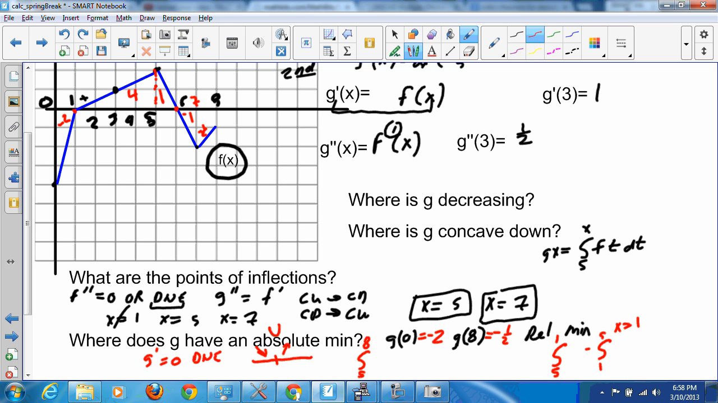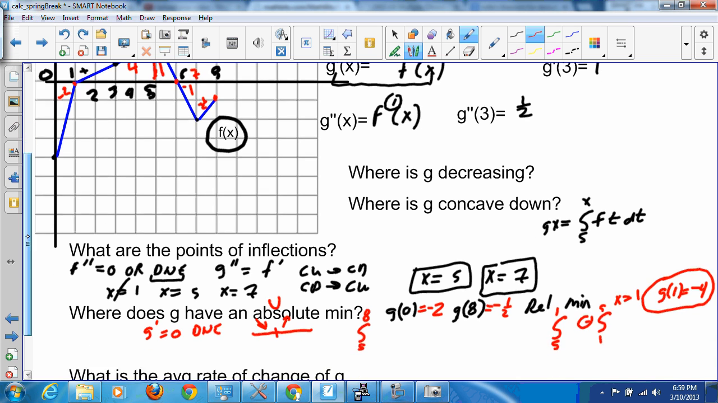We see that there's a triangle here between 1 and 5. We already defined this triangle to be a positive 4. Well, since we need the negative value of that, at x equals 1, the function value is equal to, what? Negative 4. So it turns out that this relative minimum is actually the absolute minimum on this interval from 0 all the way over to 8.